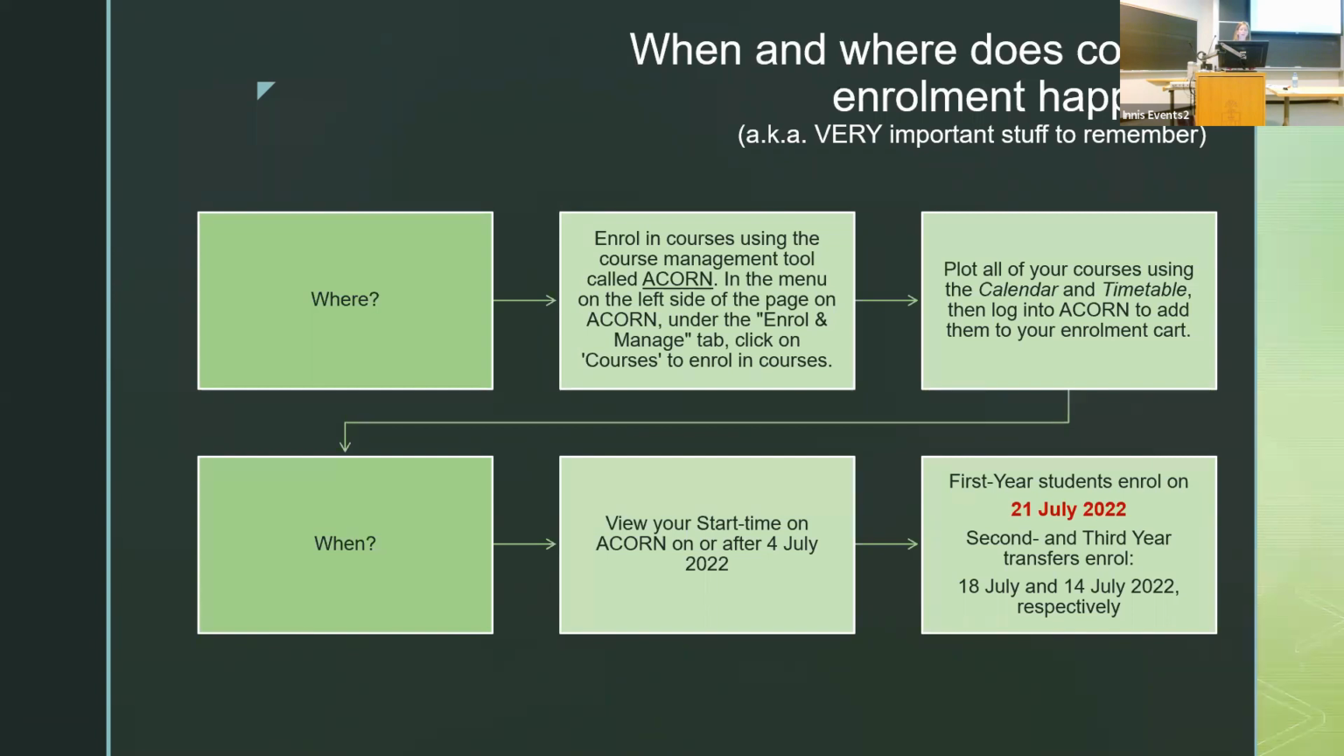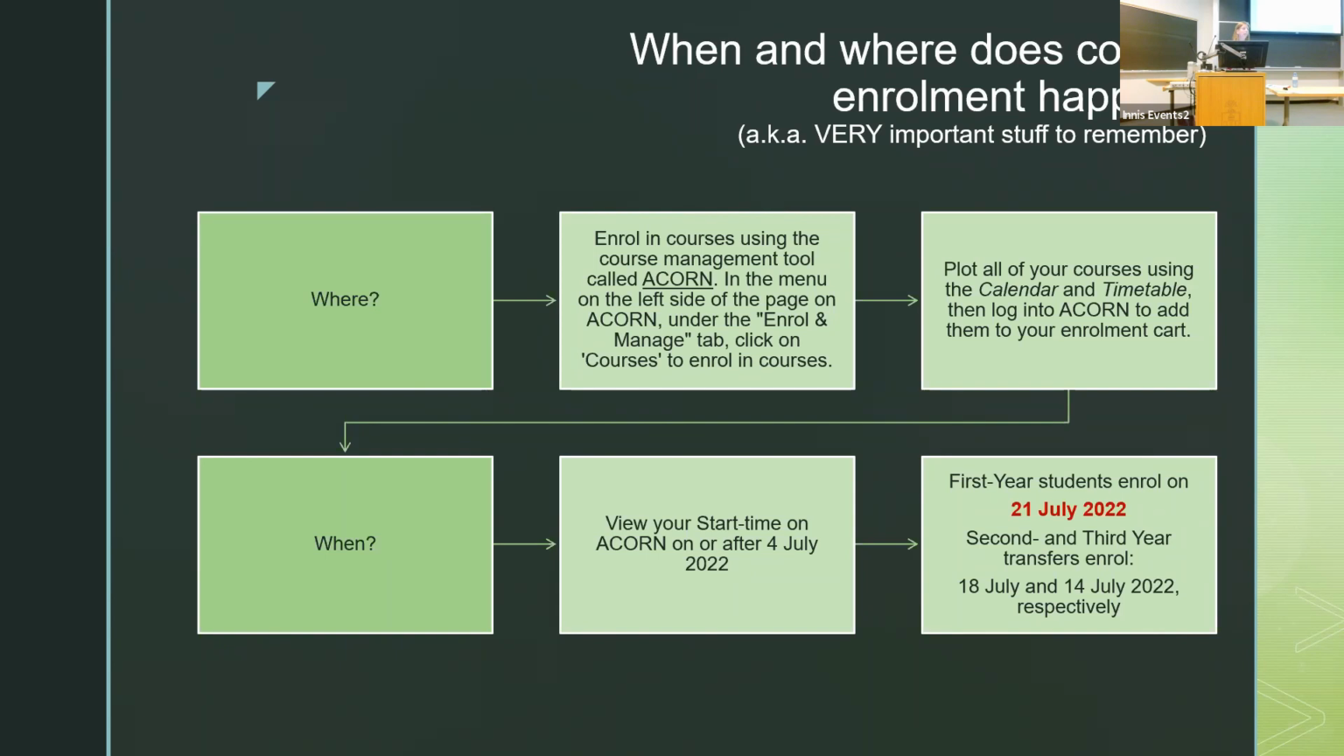So when and where does course enrollment happen? Where it happens is on Acorn. Acorn is where all your course management happens, where you can find out your invoice, where you see your grades, your enrolled courses, you update your address, put in your banking information. Acorn is your go-to place. On the left-hand navigation under Enroll and Manage, you have an option, courses or programs. You choose courses, and then you put in all of the courses that you worked so hard with the timetable builder to select your schedule and add them to your enrollment cart.